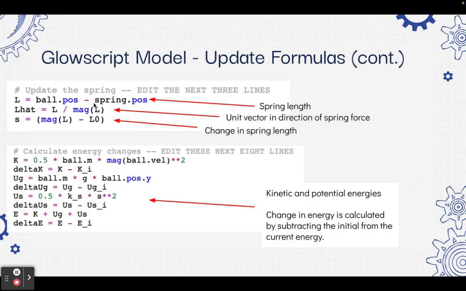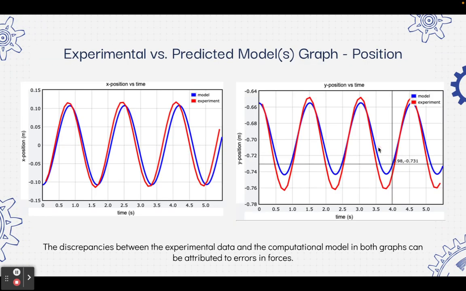So here's some more update formulas. We have updating the spring, and here we have the kinetic and potential energies as mentioned before. We find the change in energy by subtracting the initial from the current energy.